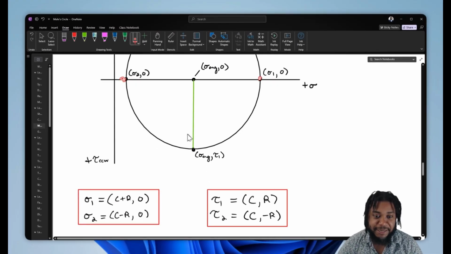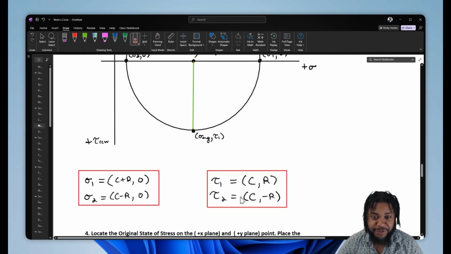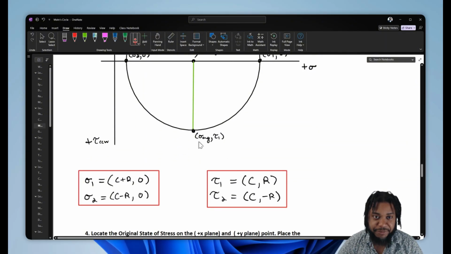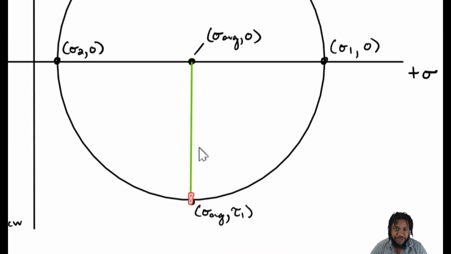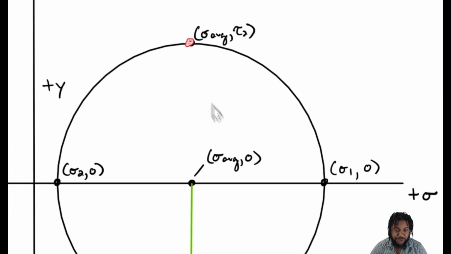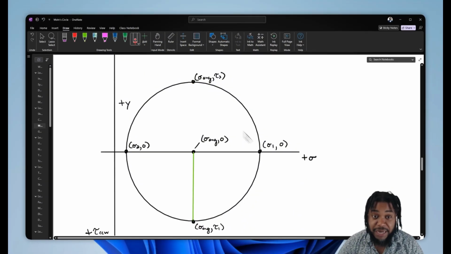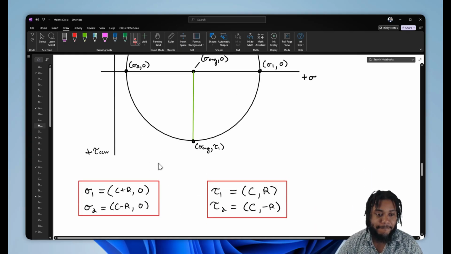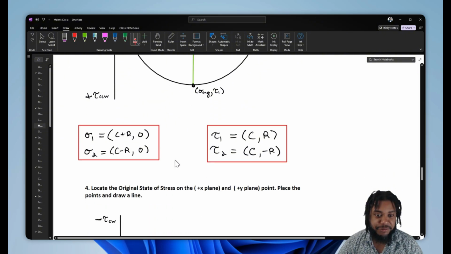It's not too bad. And then tau 1 and 2 have an average normal stress, so C, and they're just equal to the radius of our diagram. So then we can put those points on Mohr's circle. Now we've got a lot of the information that we need for Mohr's circle just by finding these critical points. All right, so now let's do the hard part.